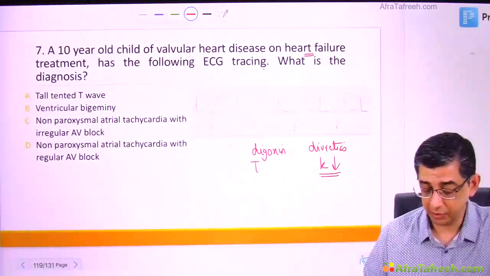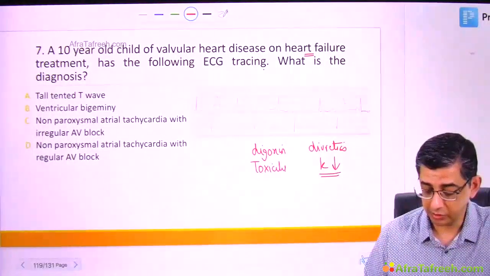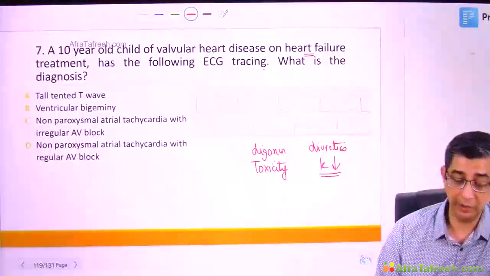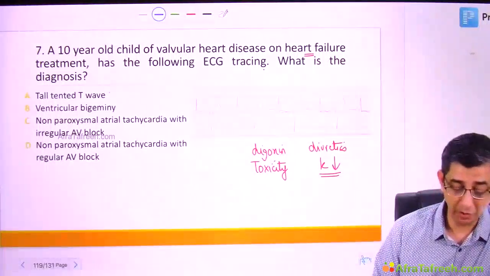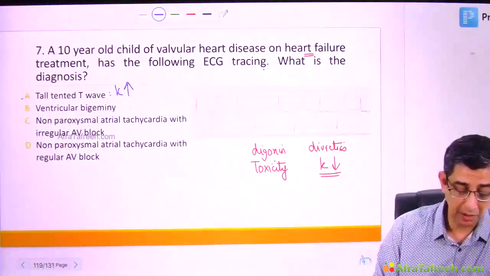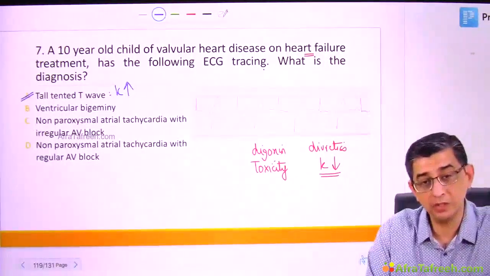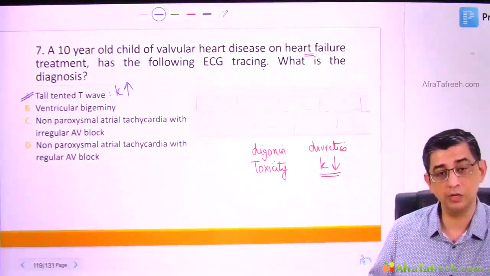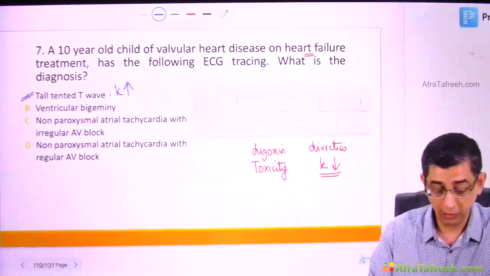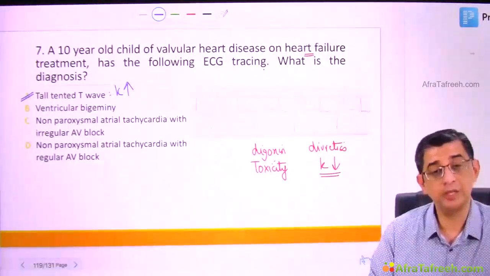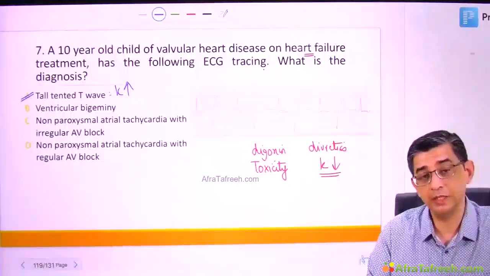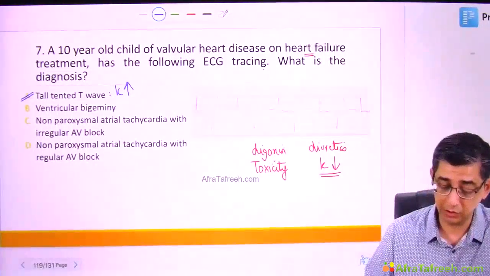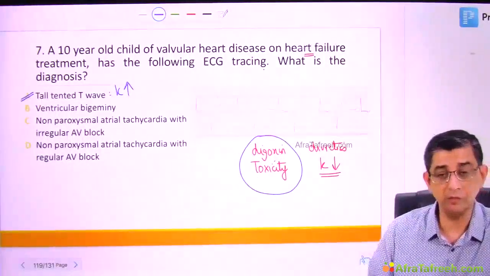Whereas the second possibility in the question can be digoxin toxicity and the arrhythmias associated. If you look at option A, tall tented T wave, that's a feature of hyperkalemia. It is unlikely to be the answer to this particular question. Why? Because if somebody is on diuretics, it will cause hypokalemia. So I'm ruling out option A. The remaining two, ventricular bigeminy and non-paroxysmal atrial tachycardia with AV block, options B and C, are features of digoxin toxicity. So I need to select between them from the rhythm.